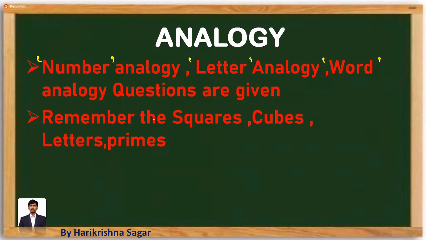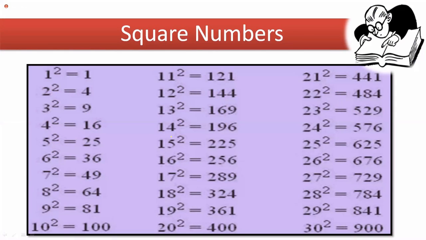Before we proceed with the analogy questions, if you can remember the square numbers, cube numbers, letters, alphabets, and prime numbers, it would be easy to tackle the questions. So just remember the squares ranging from 1 to 25.